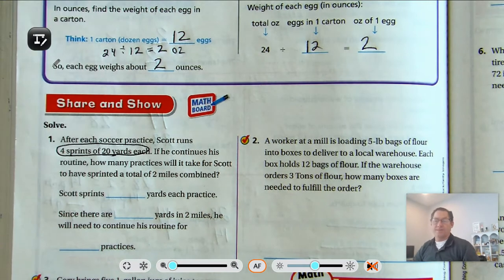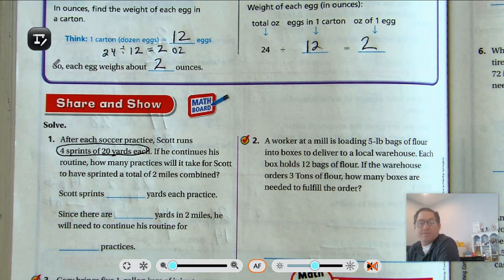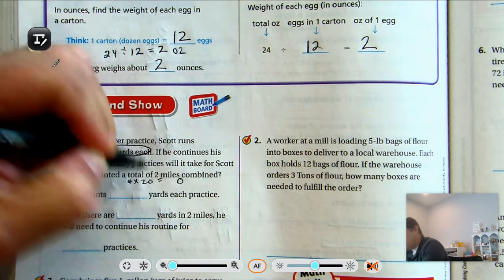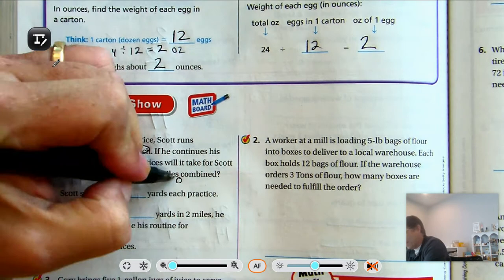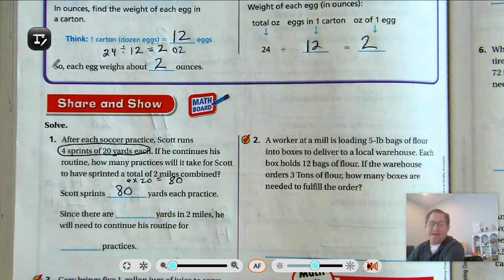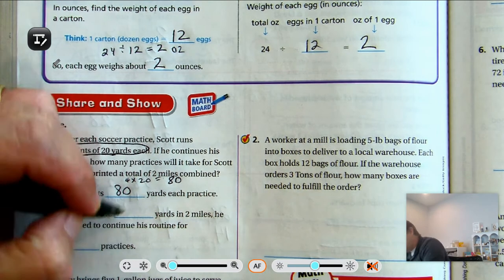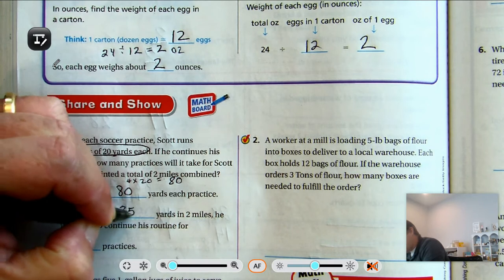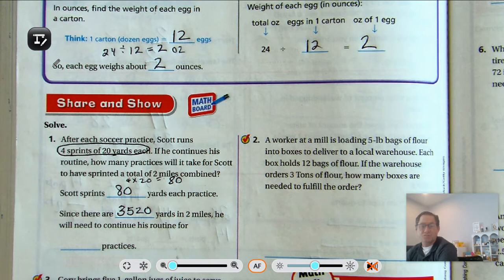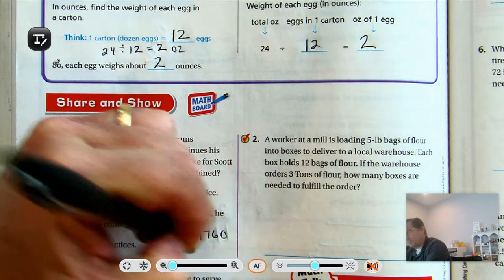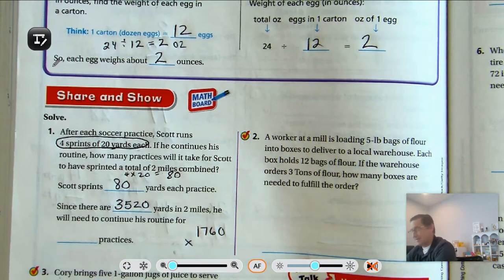All right, so he does 4 sprints of 20 yards each every day after each practice. So after each practice, he does 4 times 20, which is the same as saying 4 times 2 tens, so 8 tens. So he uses 80 yards per practice. So there are 3,520 yards in 2 miles, because there are 1,760 yards in every mile.